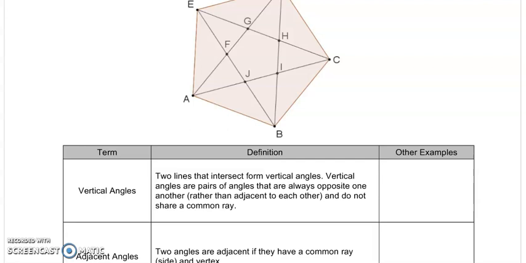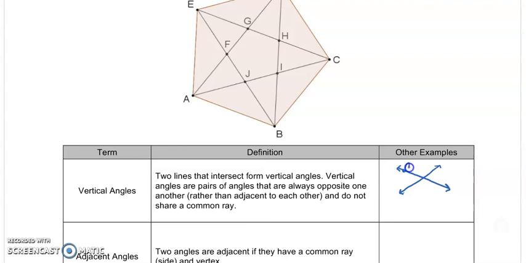Vertical angles are pairs of angles that are always opposite one another rather than adjacent, which means next to each other, and do not share a common ray. A way to think about this would be like your neighbor across the street. You don't share a fence with them, but you can kind of see them and you have that street in common. So, if we give ourselves an example, if I draw two intersecting lines, and I put some labels on here.